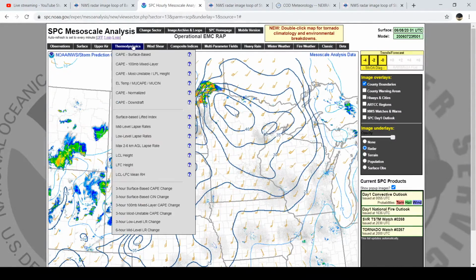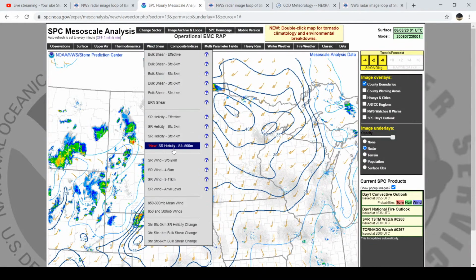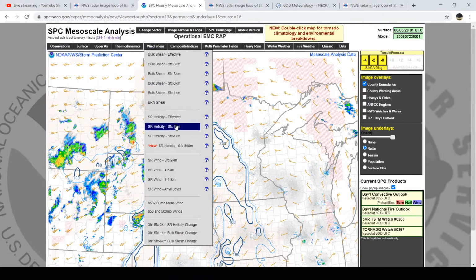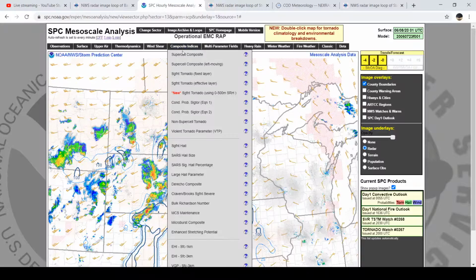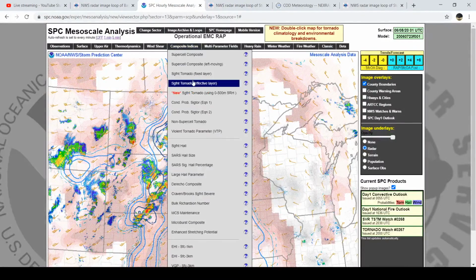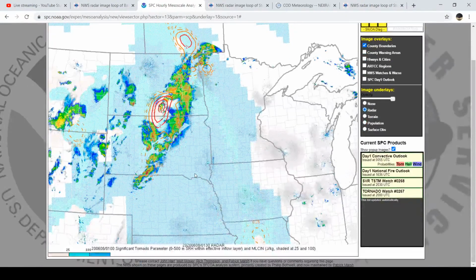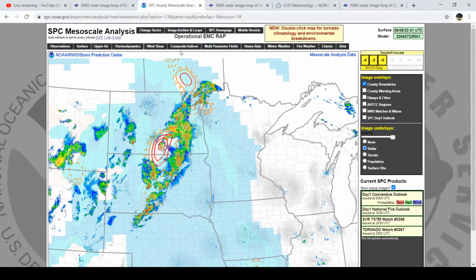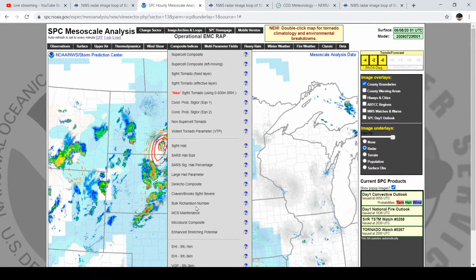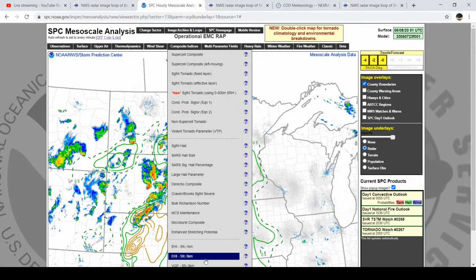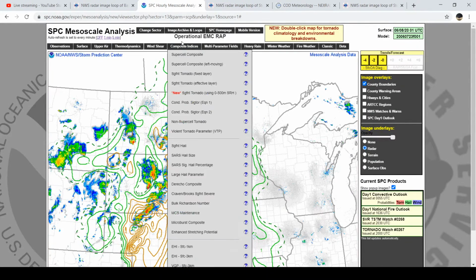So plenty of 0 to 1 kilometer. I'm going from surface to 500 meters, so plenty of that. So it's that storm. It's probably because of the convective inhibition in that area. So like surface to 1 kilometer. But there's plenty of energy helicity through that area. Interesting.